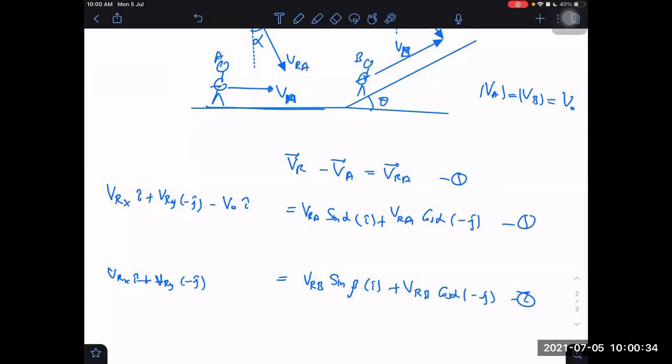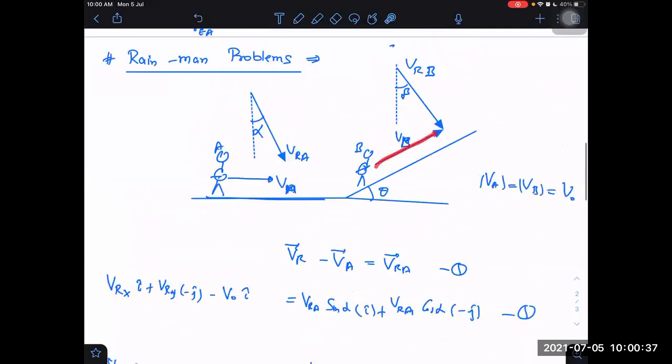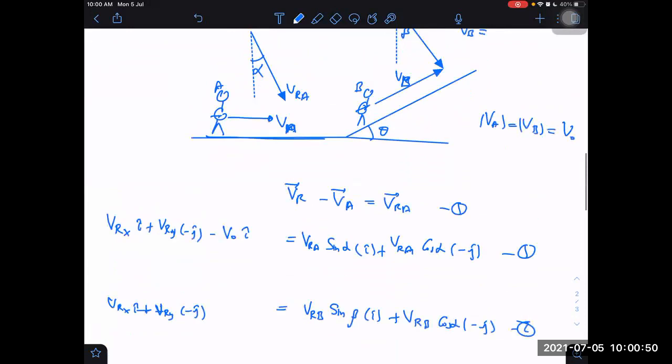And now see again. What should I write for VB? Tell me, what should VB be taken as? We have to write in component form, right? I'm writing in component form. How to write VB in terms of components? Magnitude wise, we already know VB is equal to V naught only.